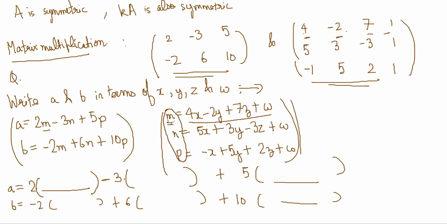With 3 unknowns, m, n, p are the unknowns, and x, y, z, w are the variables, right? So this is the coefficient matrix for this, and similarly, this is the coefficient matrix for A and B in terms of m and p. So what is the order of this matrix? This is basically 2 cross 3, right?